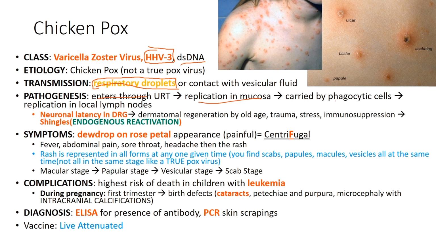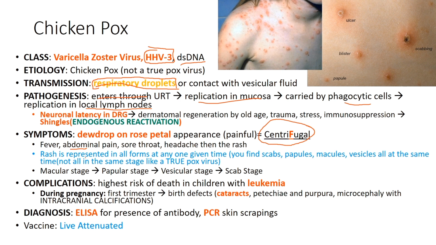It enters through the upper respiratory tract, infects the mucosa, is carried by phagocytes, and then replicates in local lymph nodes and spreads throughout the body, and that's why we have this rash all over the skin. It's kind of randomly placed. It's not anything organized. And what happens is this causes a dewdrop on a rose petal appearance. I still don't see what a dewdrop on a rose petal looks like, but this is a centrifugal rash. Remember, you're eating chicken with your fingers, so it starts in the trunk and moves towards your fingers, and that's a centrifugal rash.